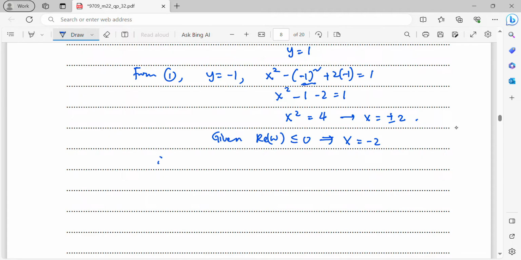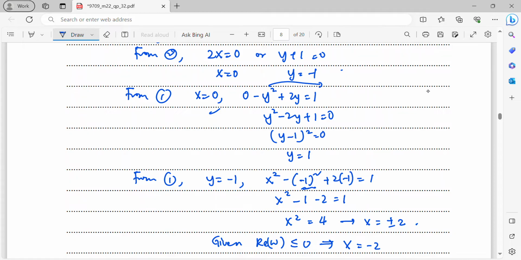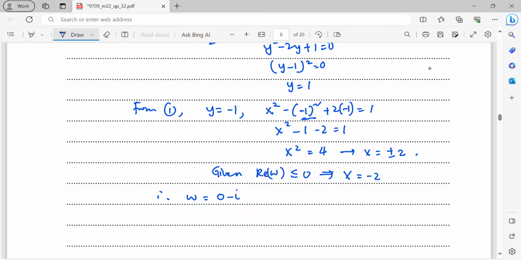Okay? Therefore, we know that I have defined w as x plus iy. So now, for the first pair of answers, x is 0, y is minus 1. So it will be 0 minus 1i. And then for the second one, x is minus 2, and y is minus 1. Therefore, I will say w is minus i and minus 2 minus i. So that's the solution of this question 6.